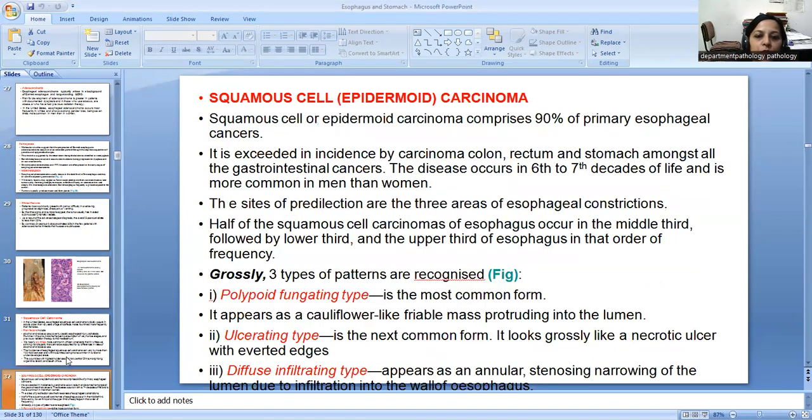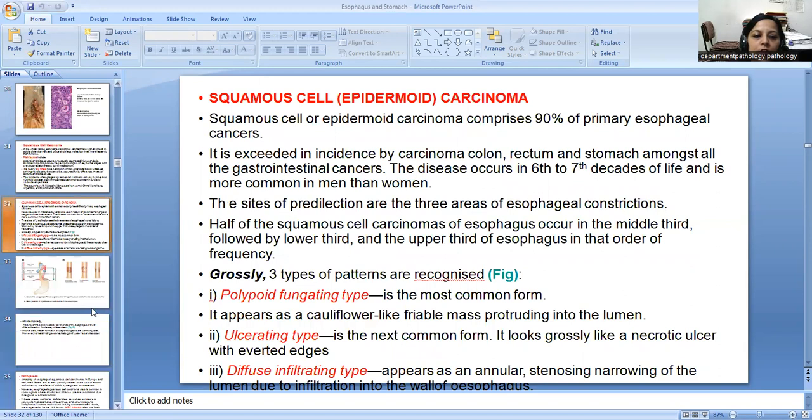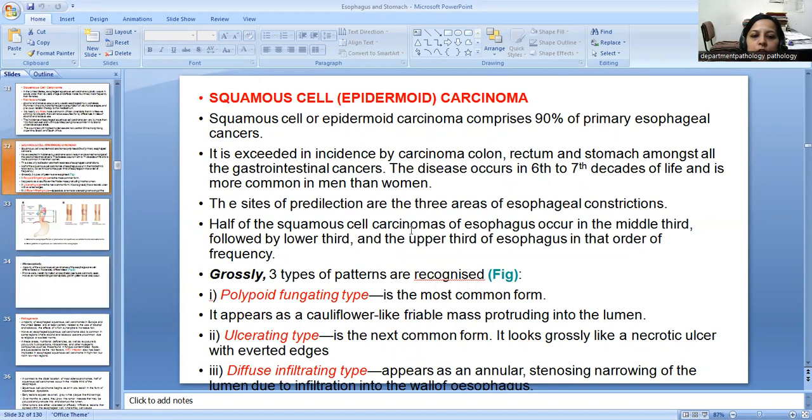So, squamous cell carcinoma comprises 90% of primary esophageal cancers, which is exceeded in incidence only by carcinomas of the colon, rectum, and stomach amongst all the GI cancers. The disease occurs in the 6th to 7th decades of life and is more common in men than women. The sites of predilection are the 3 areas of esophageal constriction. Half of the squamous cell carcinomas of the esophagus occur in the middle third, followed by the lower third and the upper third of the esophagus, in that order of frequency.